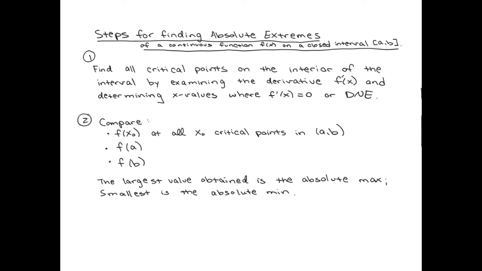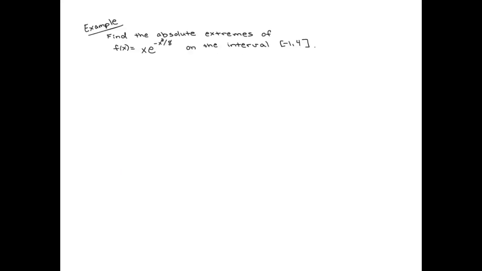You gotta know what these steps are from this point forward in the class, okay? So now you know, put it on a flashcard, put it on a study sheet. Make sure you know these steps for finding an absolute extreme of a continuous function on a closed interval. First, find the critical points and then compare the height of the function at the critical points and at the end points. Okay, let's check out an example.